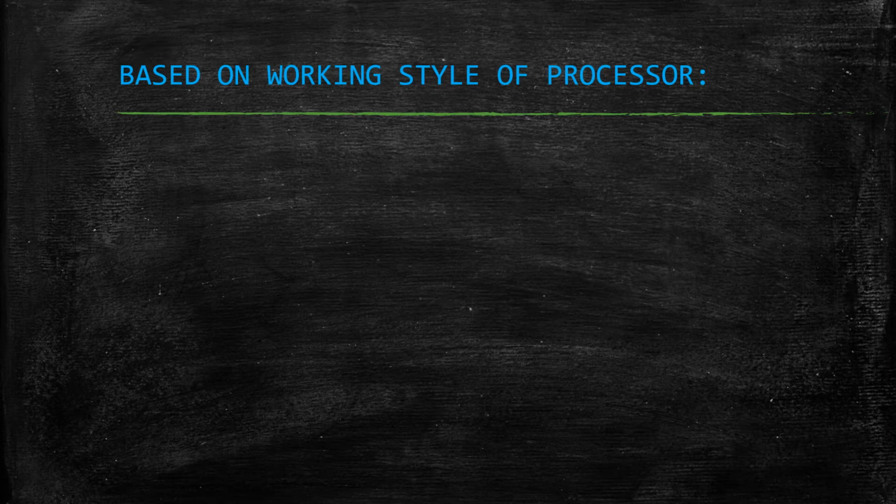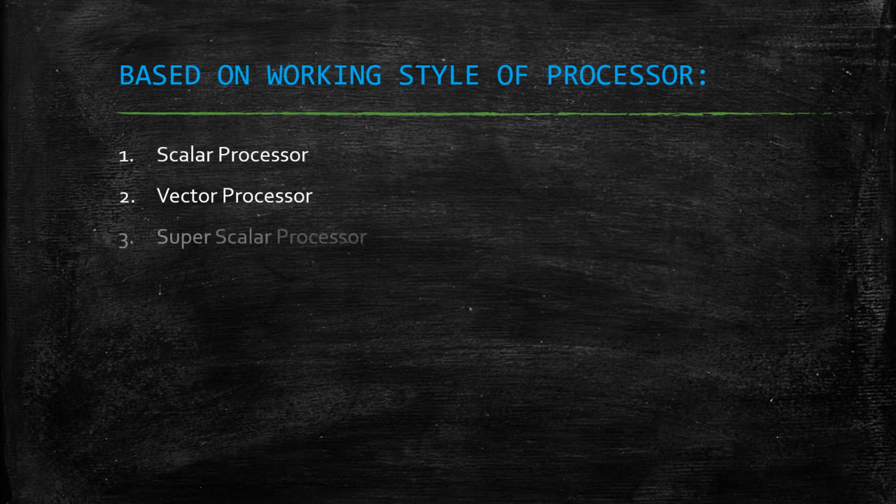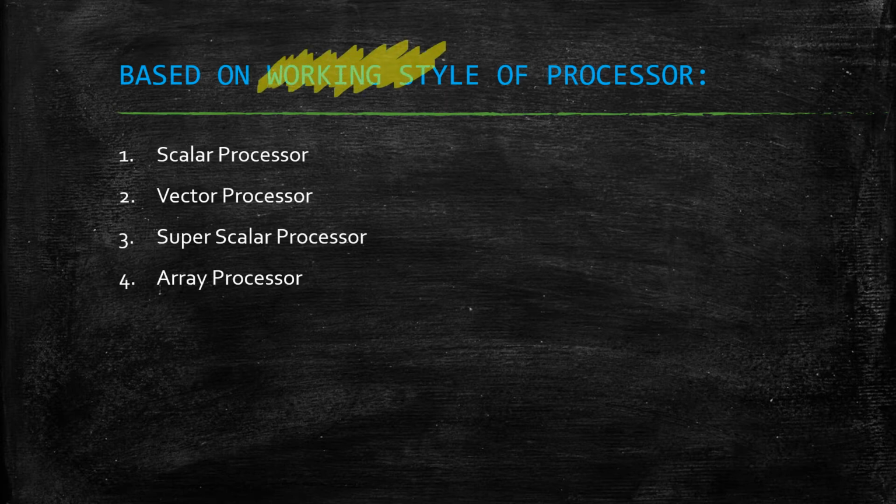Based on the working style of the processor, we have four different types: scalar processor, vector processor, superscalar processor, and array processor. Let's understand what the meaning of the working style is. Let's understand this with one example.